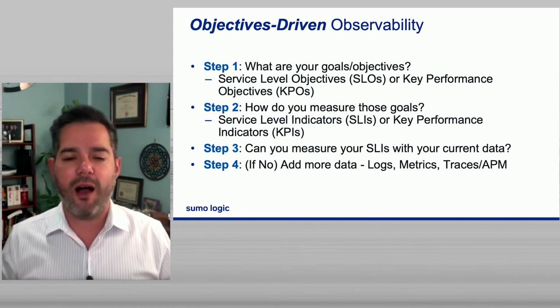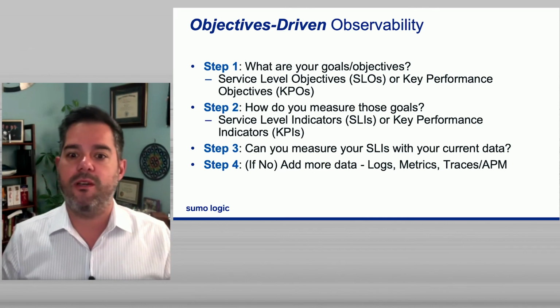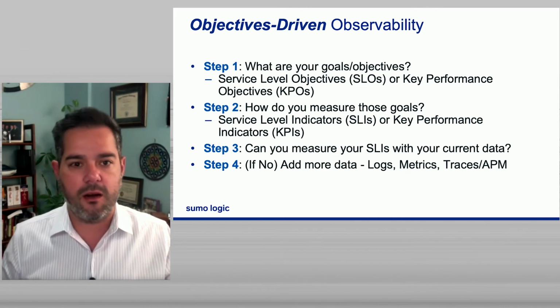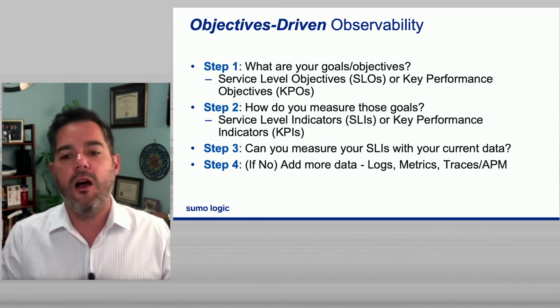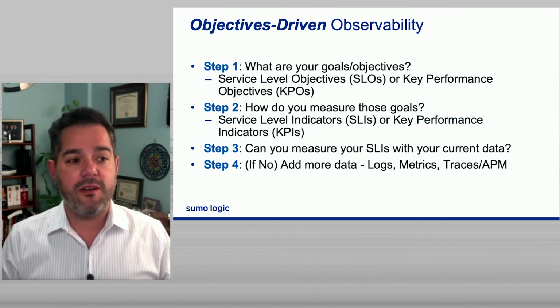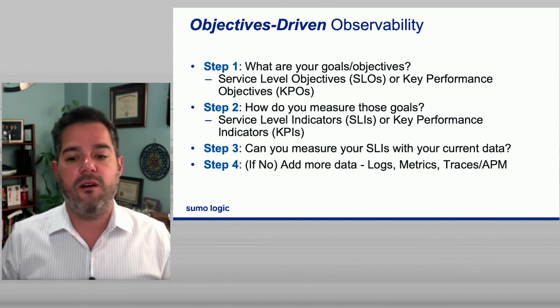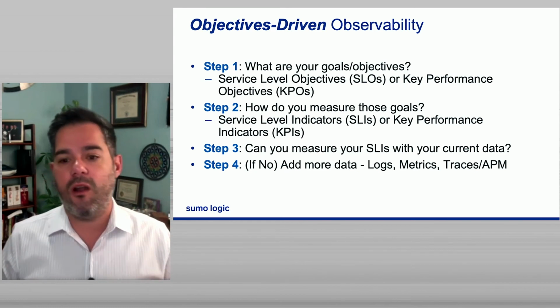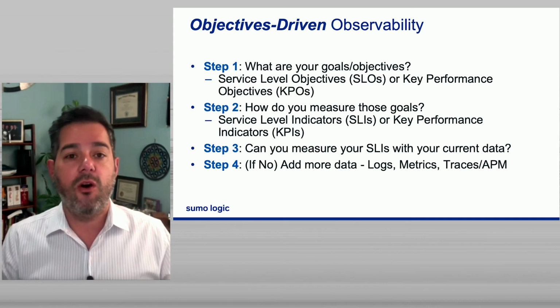And then you ask, well, how can I measure those SLIs with my current data? If I'm just about ticket purchases, am I measuring the inventory services side? Am I measuring the payment gateways? Am I measuring all of those different things? And then, as I mentioned, do I have enough data to do this? And if the answer is no, then we add more data. Maybe we need more logs. Maybe we need additional database information and metrics or traces.